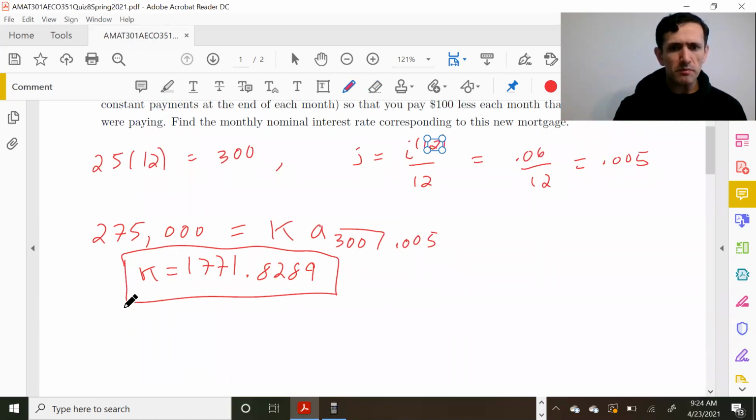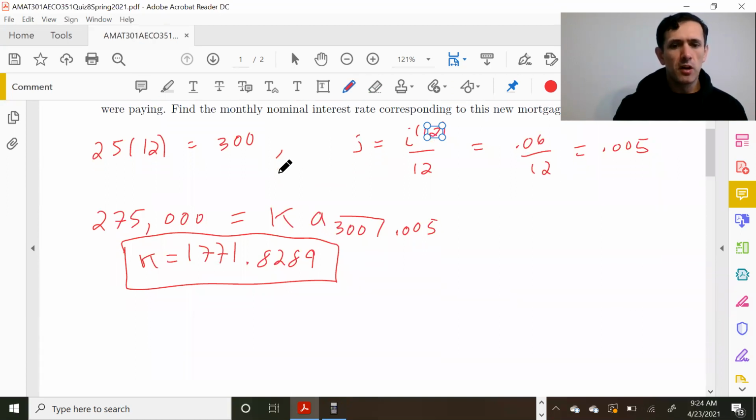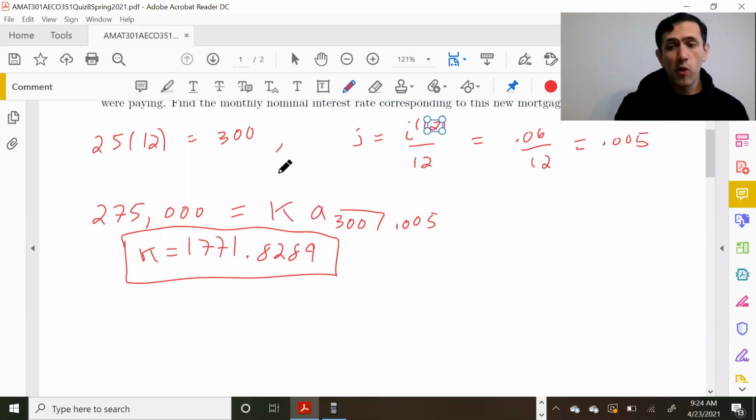And you need that because you want to pay $100 less for your new mortgage. You want to refinance to pay $100 less. What's going to be the interest rate corresponding to that? Very practical question. You want to refinance, so you pay $100 less than you originally would. What interest rate should you look for?